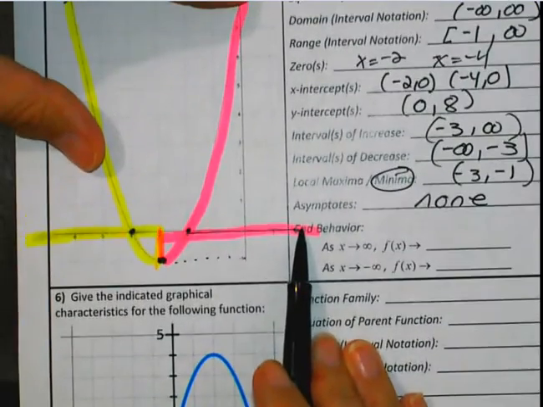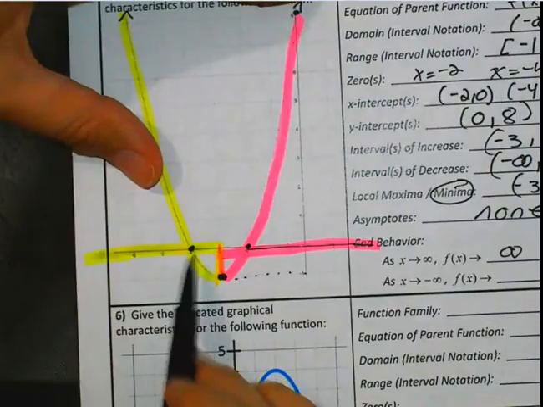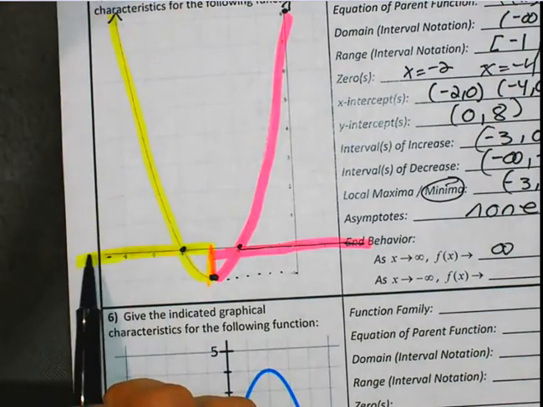And then as x approaches infinity, f of x, or y, is going up. So it is approaching infinity. And as, I'm sorry, as x approaches -infinity, f of x is approaching infinity.